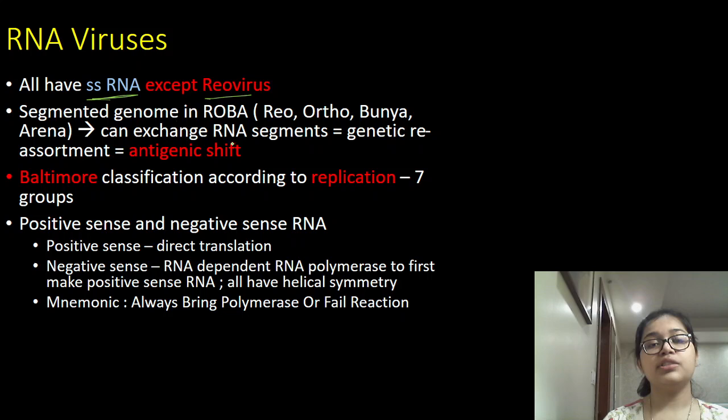Now, a mnemonic that can be used to remember the negative sense viruses, or the viruses that have negative sense RNA, is "always bring polymerase or failed reaction." This is Himanshu's own mnemonic. That's arenavirus, Bunyavirus, paramyxo, orthomyxo, filo, and rhabdovirus.